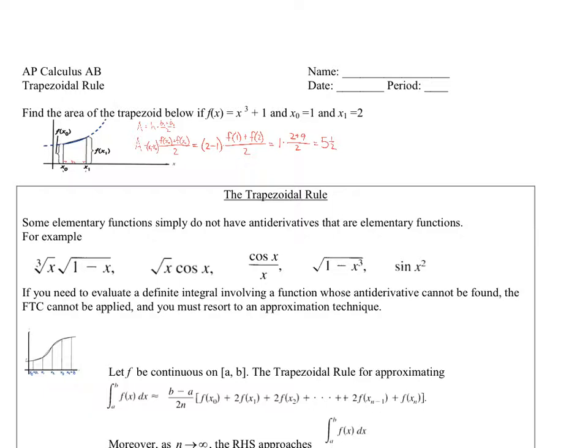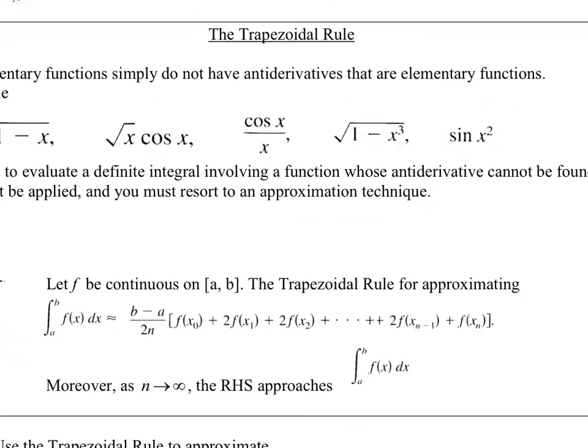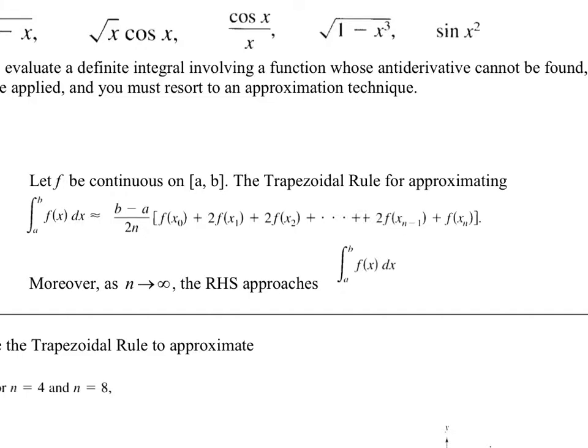So here's what we're going to have. If we need to evaluate a definite integral whose antiderivative cannot be found, the fundamental theorem of calculus cannot be applied because that requires us to know an antiderivative, F of b minus F of a. So we have to use some kind of an approximation technique. This is what your calculator is doing. If you were some kind of a programmer trying to program a calculator to do this, you would have to understand this method, or a similar type of method.